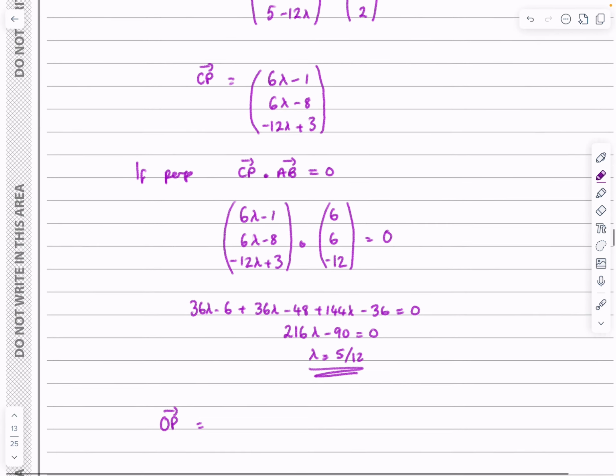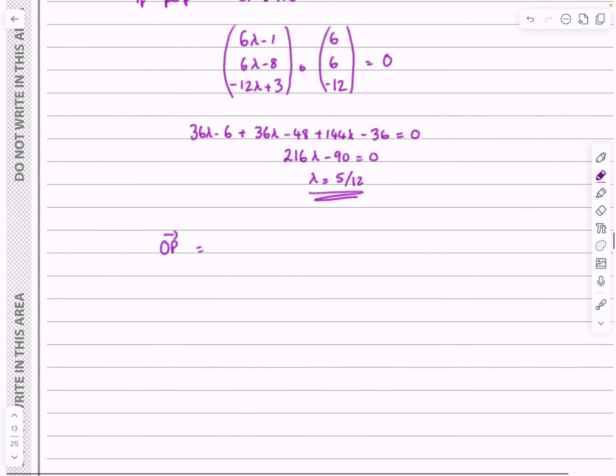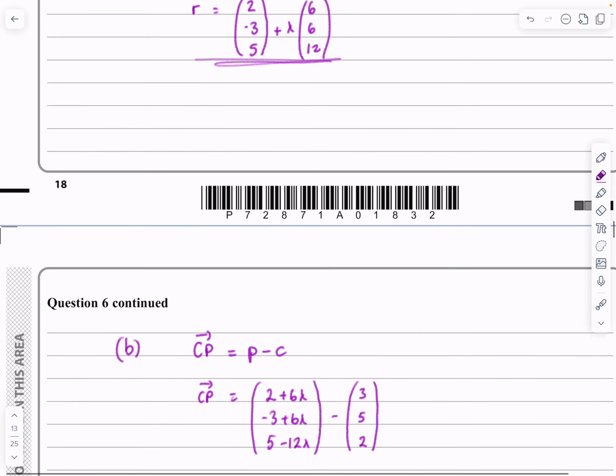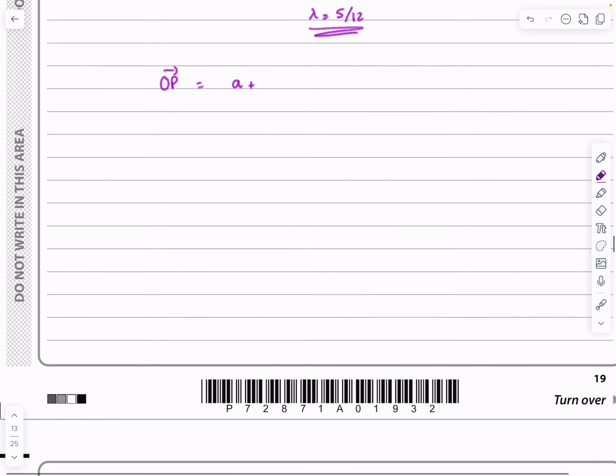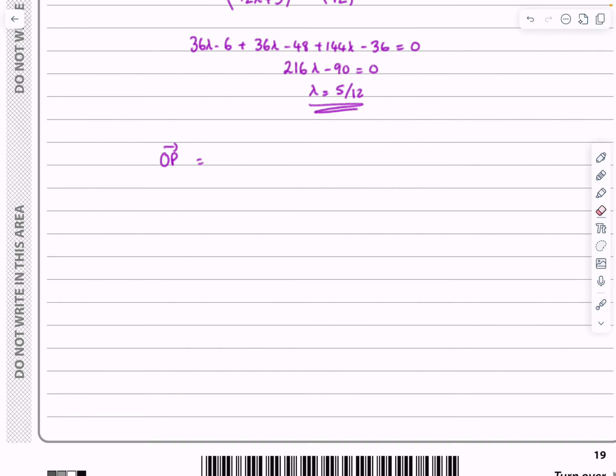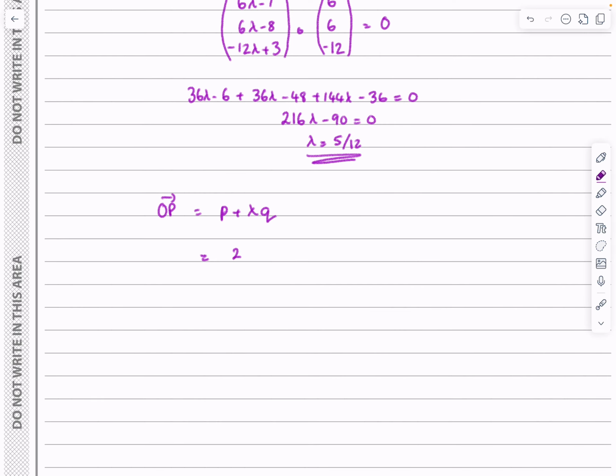So let's just explain that to the examiner then. So OP is going to be A plus, sorry, we did it as P plus lambda lots of Q, but this is A plus lambda lots of B. So it's going to be 2, minus 3, 5, plus lambda lots, well, we know what lambda is, 5 over 12 lots of 6, 6, minus 12, I think that is.